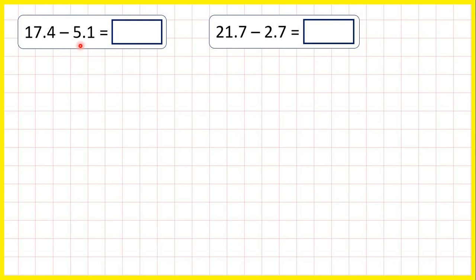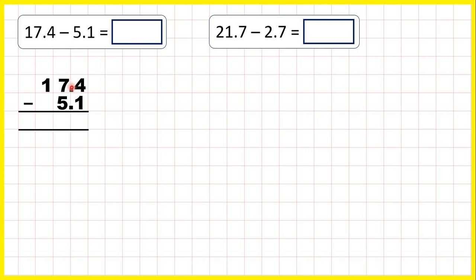Now we're subtracting decimals with tenths, so first we have 17.4 minus 5.1. We can set this out as a column subtraction, but it's really important that we remember that our decimal points need to be lined up, because if our decimal points are lined up, then our tenths, our ones, and our tens columns will be lined up as well.